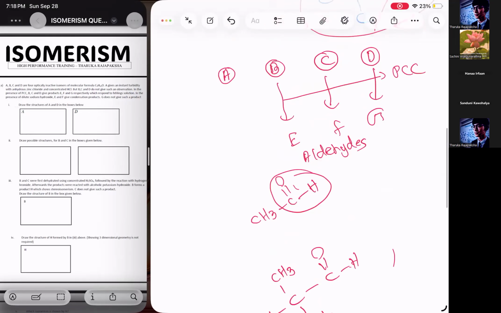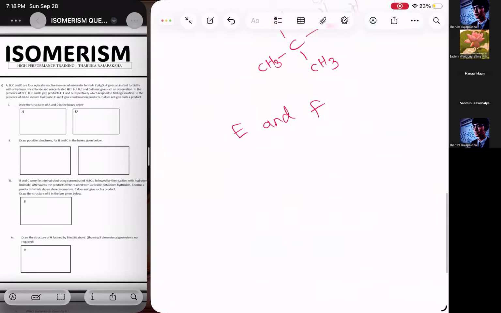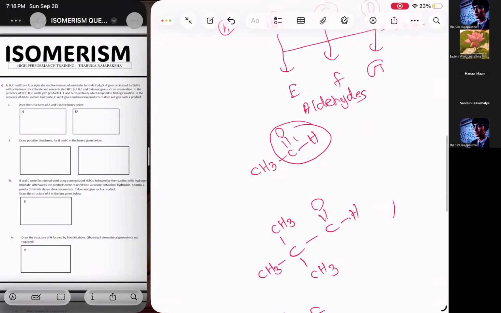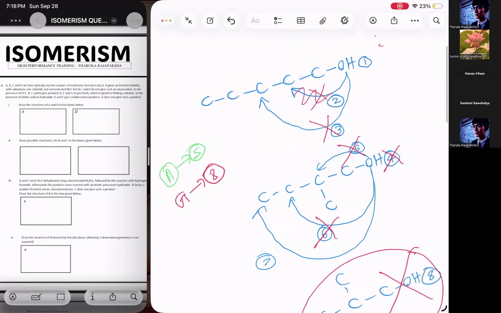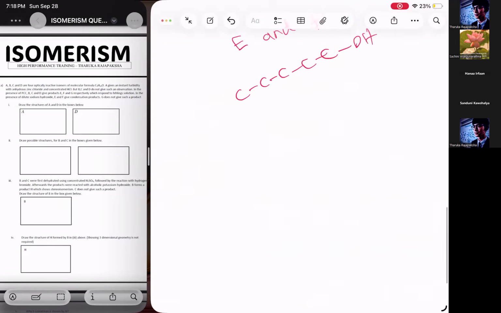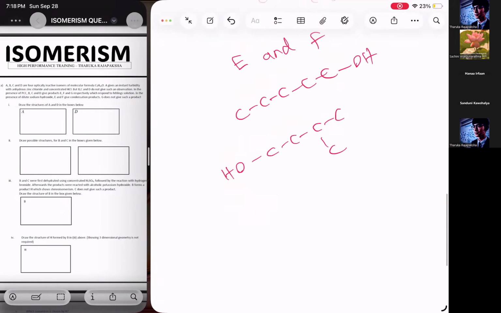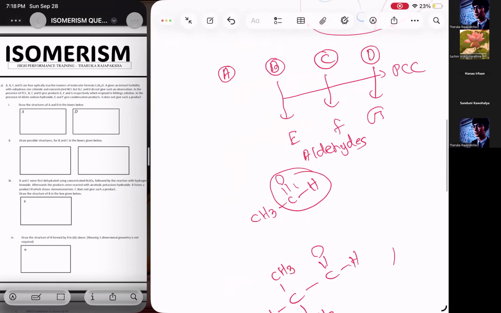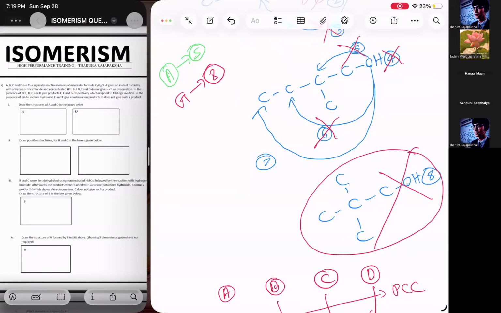The first structure is C C C C C, 1 2 3 4 5, and OH. 5 carbons, right? Then the seventh one is this structure. So these 2 structures are possible for E and F, and A and G, 5 and 8, we have found out. The question is done, people. After this, you don't have to think much. You just have to write the answers.